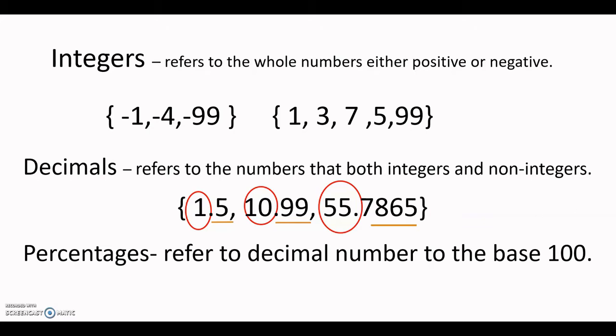Another very important basic concept is percentage. Percentage refers to a decimal number to the base 100. These are represented by a percent sign. For example, we have 35%. When converted into a fraction, it will be 35 over 100. And this can be written as 0.35 in decimal term.